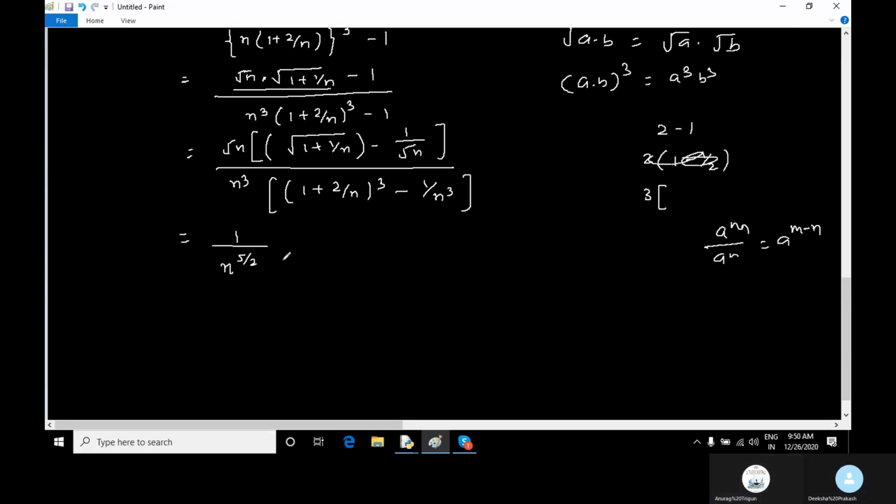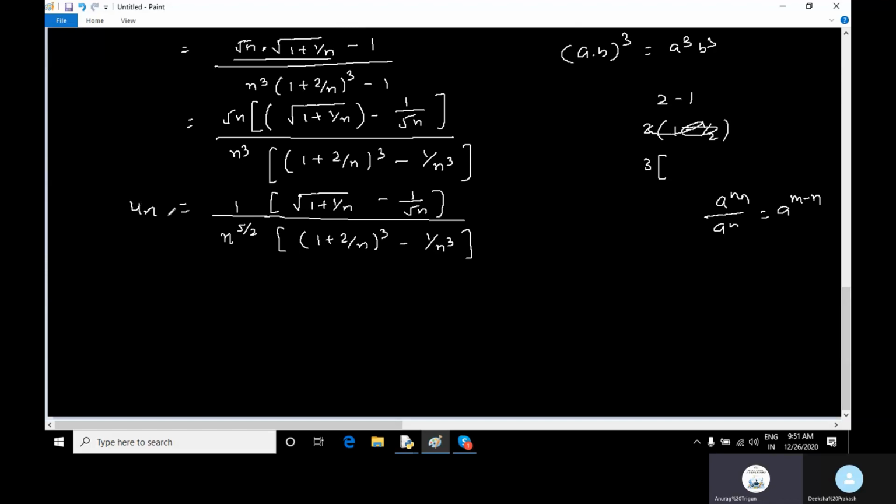No doubt in this? No doubt. And here I can write the square root of 1 plus 1 by n minus 1 by root n, divided by 1 plus 2 by n whole cube minus 1 by n. Right?